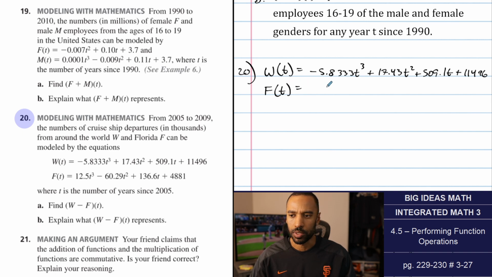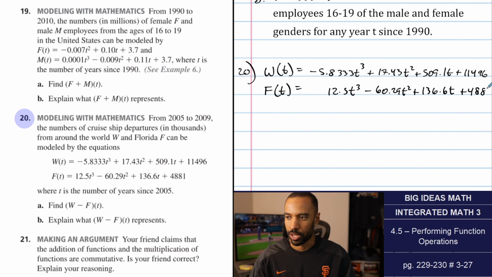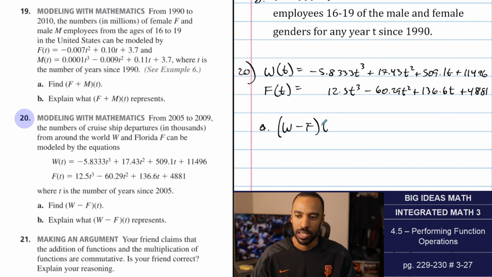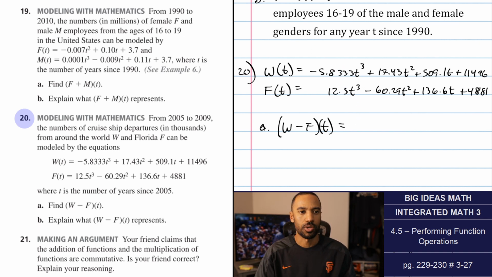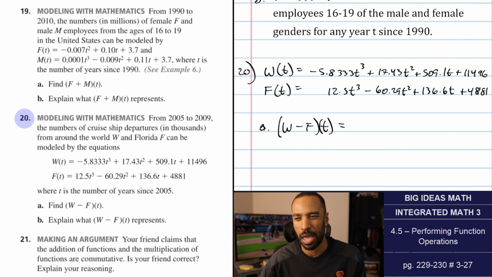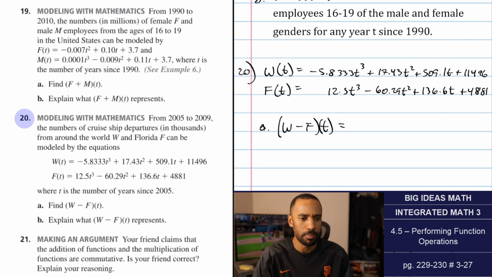I guess it's just departures. All right, this is also a cubic. So 12.5 t cubed minus 16.29 t squared. And this is just Florida. Oh yeah, Florida has a lot as well. All right, so part A, W minus f of t. Now this is going to be W of t minus f of t. That means this minus that. So I'm going to use the calculator for some of them to not make a mistake. I believe it's negative 18.3, not repeating, but actually I should know that one.